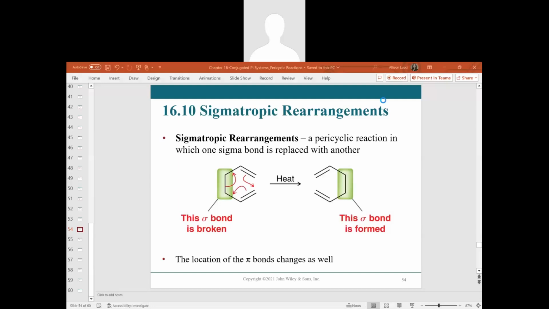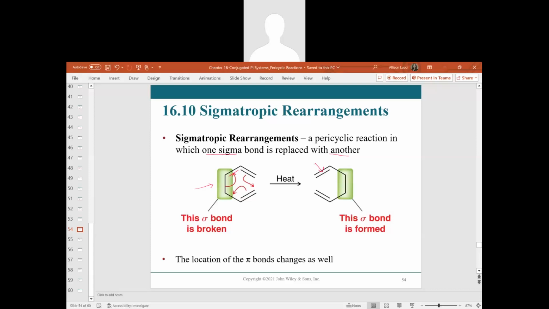In 16.10, we're introduced to sigmatropic rearrangements, which are a specific type of pericyclic reaction where one sigma bond is being replaced with another. What we see here is this sigma bond highlighted in green on the left-hand side is going to be broken, and those electrons will be moved up here. So that's what we see with this pi bond forming over here.